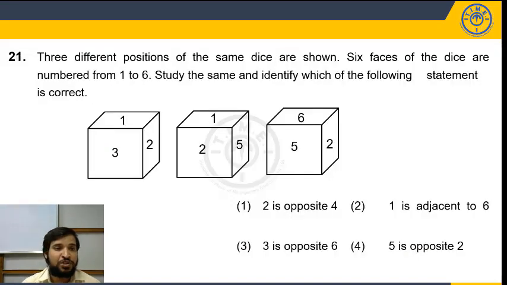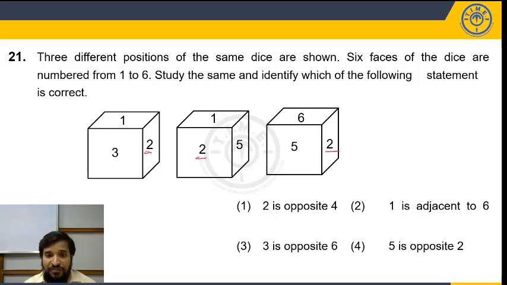The next question. 3 different positions of the same dice are shown. 6 faces of the dice are numbered from 1 to 6. Study the same and identify which of the following statements is correct. Now see, these are the given 3 dice. The same die was shown in the 3 different positions. Now, if you observe in all the 3, the 2 is common.